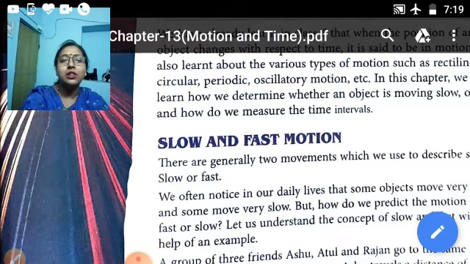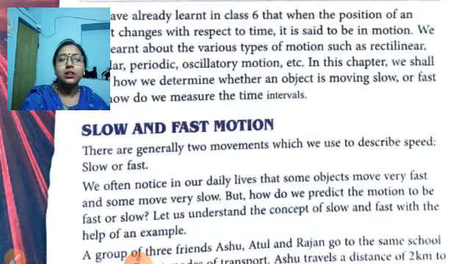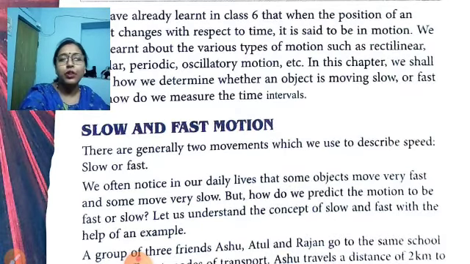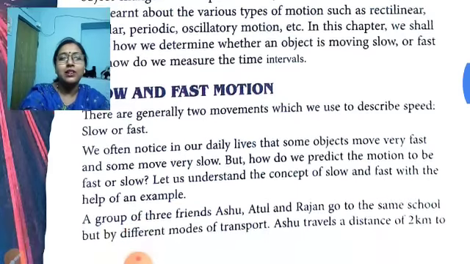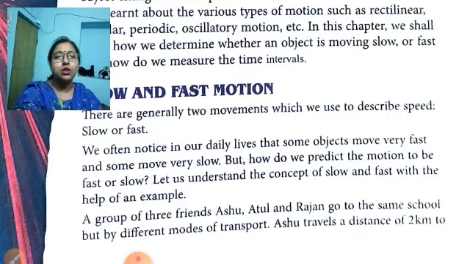So there are generally two movements due to which we use the word speed. Speed is slow or fast. We often notice in our daily life that some objects move very fast, whereas some objects move very slow. But how do we predict the motion to be fast or slow? Let us understand the concept of slow and fast with the help of an example.